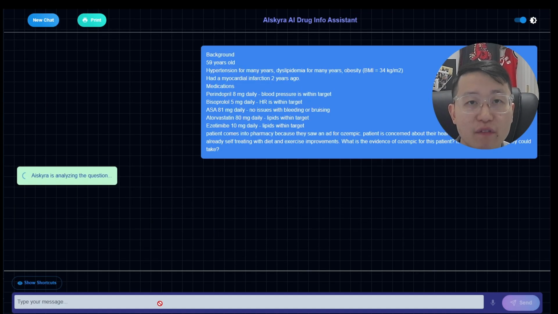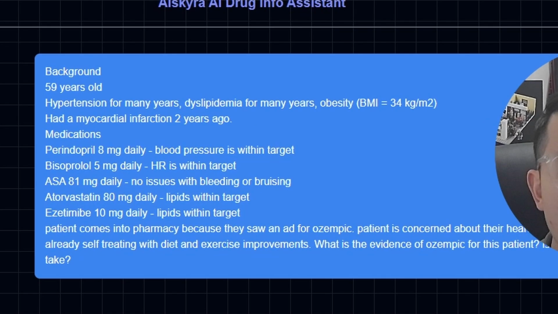The background is that they're 59 years old, they have hypertension for many years, dyslipidemia, and obesity. They had a heart attack 2 years ago. They're currently taking perindopril, bisoprolol, aspirin, atorvastatin, ezetimibe. They've come into the pharmacy because they saw an ad for Ozempic. They are wondering about their heart health and their weight.